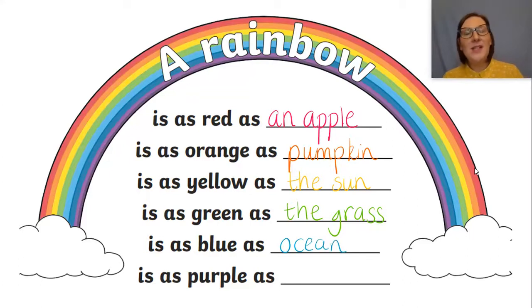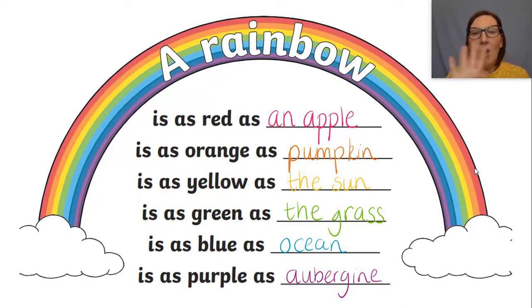As blue as the ocean. I do love the blue ocean. It's so nice, isn't it? Feel like you just want to jump in and swim in it. And as purple as an aubergine. I love aubergines. And when I was cooking with them the other day, I thought I love the colour of the skin on the outside. All glossy and beautiful, isn't it?